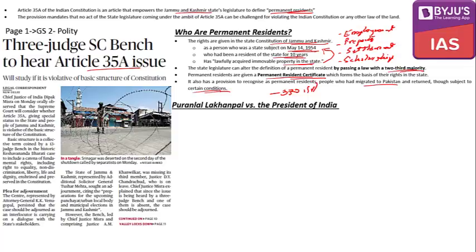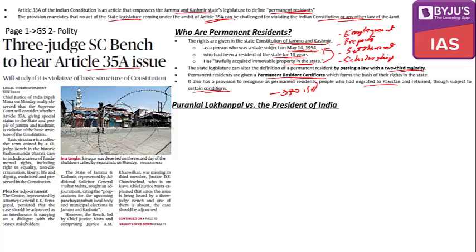Also another important point we need to understand with respect to the permanent residence is the provision mandates that no act of the state legislature coming under the ambit of Article 35A can be challenged for violating the Indian Constitution or any other law of the land. So any person from Maharashtra would be able to buy a property in Karnataka, any person from Karnataka would be able to buy a property in Uttar Pradesh, Bihar and so on. But in this particular case, any person from Karnataka or Maharashtra will not be able to buy a property, and this is not a violation. Why? Because it is already laid down in 35A, and that is why it is not a violation. So all these provisions are given with respect to a particular clause, and that is Article 370 that has been there in the Constitution of India.